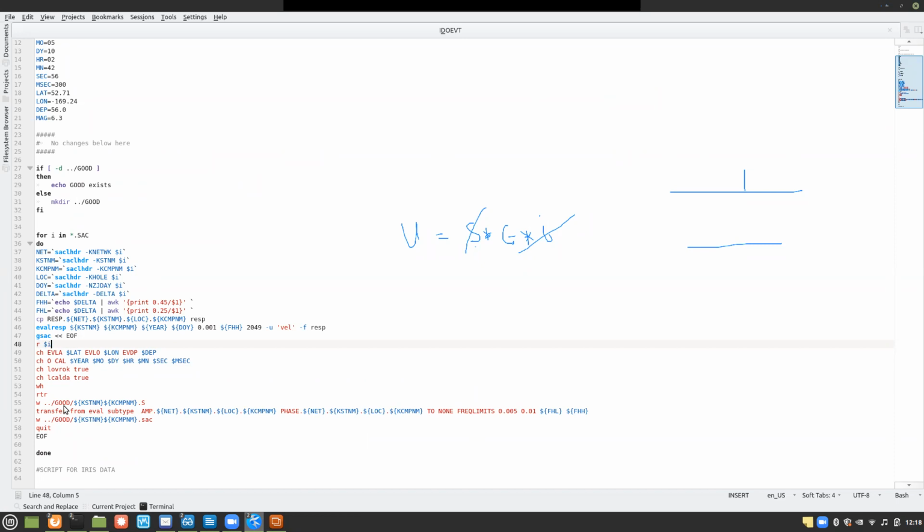And then once you remove the instrumental response, our signal is just the convolution of the source and the medium. Okay, then it saves the modified waveforms in the good directory as SAC. Okay, some names and then the SAC. So let's go ahead and run this.